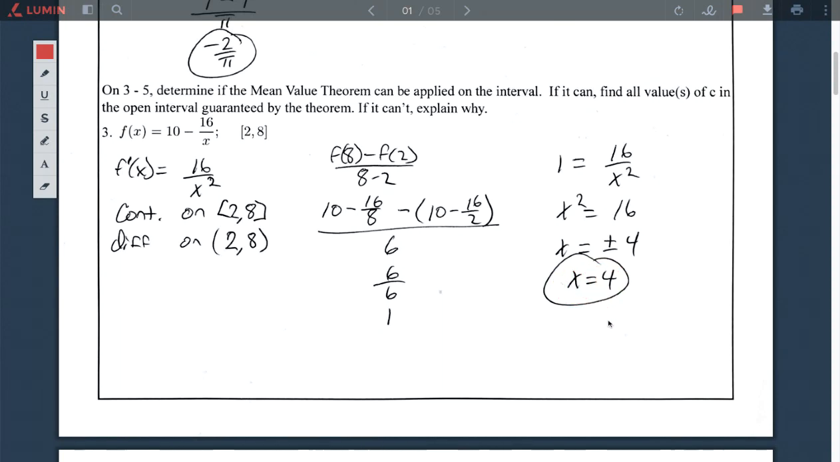And remember, we want to make sure we understand what it is we're finding. x equals 4 is the location where the instantaneous rate of change is equal to the average rate of change. Make sure you understand what it is you're finding when you find that c. So this is my c right here. Make sure you understand that.